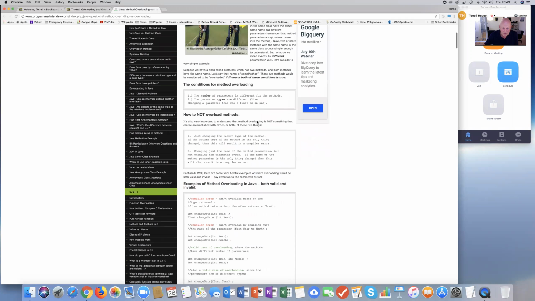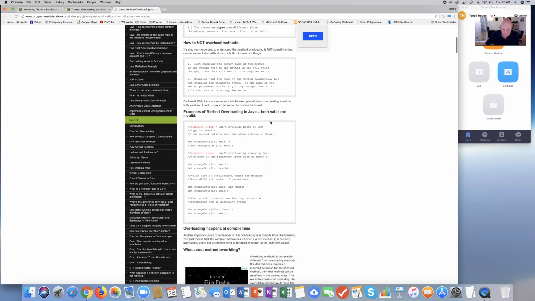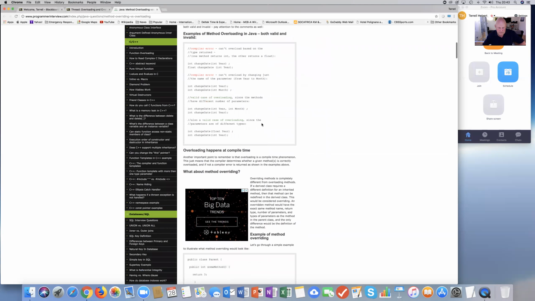How do we not overload methods? Well, it's also very important to understand that method overloading is not something that can be accomplished with either or both of these two things. So take a look at the examples of method overloading in Java, both valid and invalid.